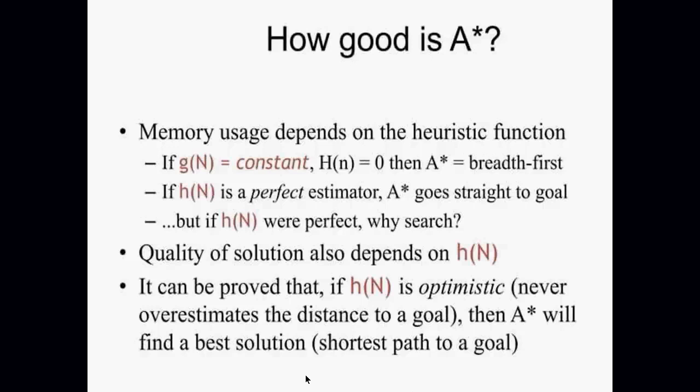The memory depends on the heuristics. If g of n is constant, you can save some memory. If h of n is a perfect estimator, A star goes straight to the goal. If the initial state itself is the goal, those will give you more efficient values. The quality of the solution depends on h of n. It can be improved if h of n is optimistic, never overestimating the distance to the goal. Then A star finds the best solution and the shortest path to the goal.